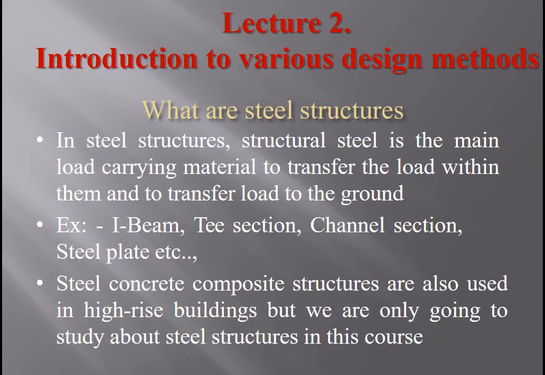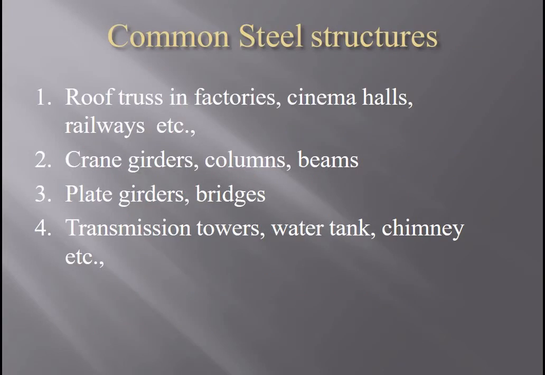Next, steel-concrete composite structures are also used in high-rise buildings, but we are only going to study steel structures in this course. Composite structures are those where beams and columns are made of steel and the slab is of RCC. That structure is called a composite structure, but that is not in our syllabus of SD1.